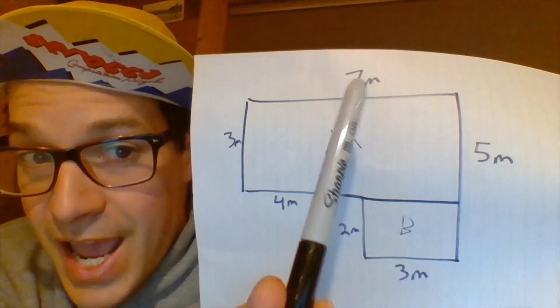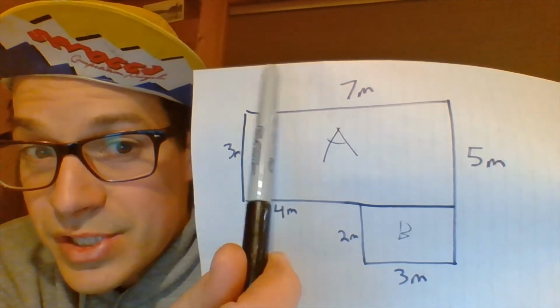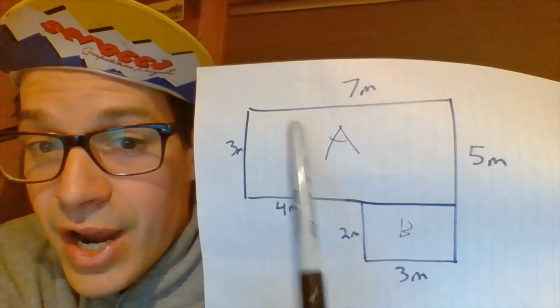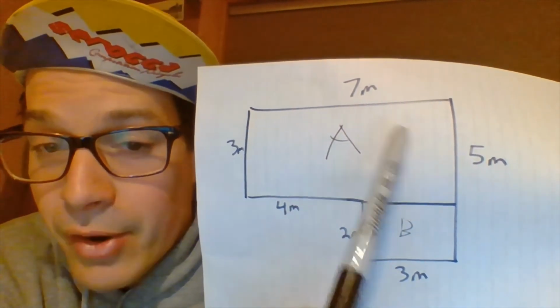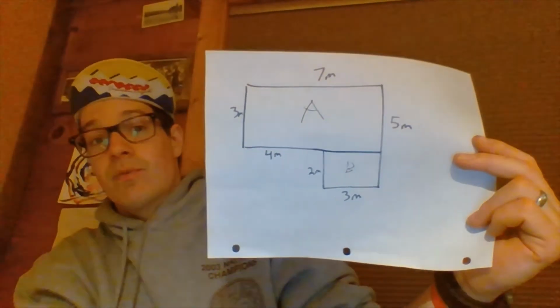So the area for A, area equals length times width. Area equals 7 times 3. Area for A equals 21. I want to show you how I do that with my worksheet, what your work paper should look like to solve this and get it right. Let's do that.